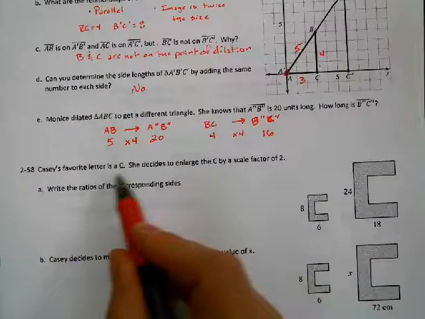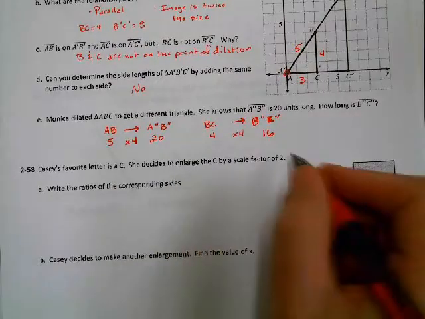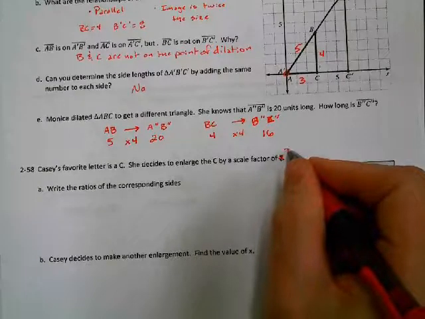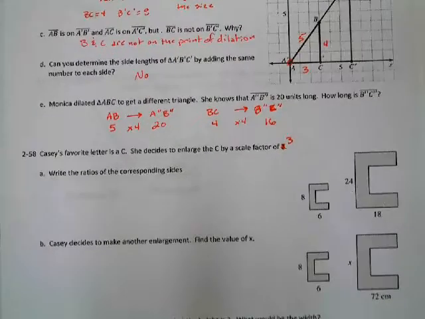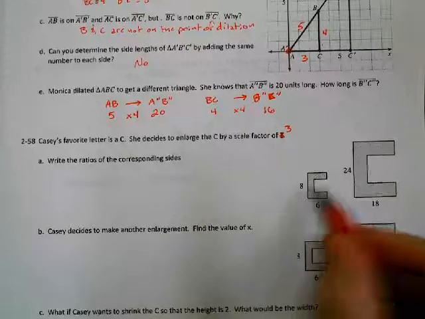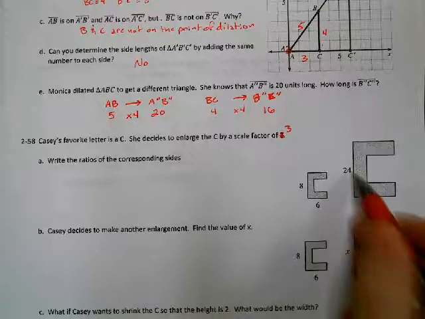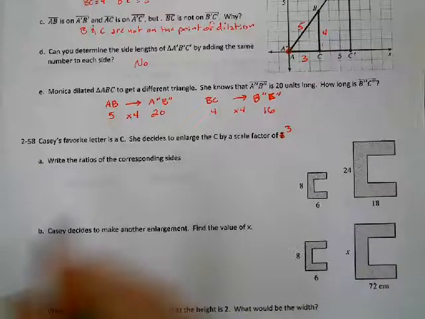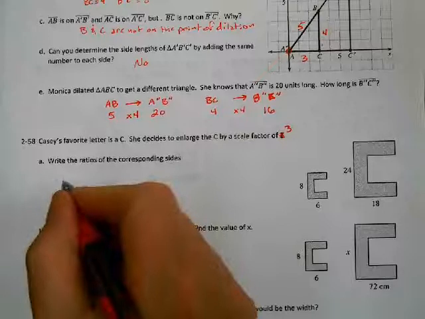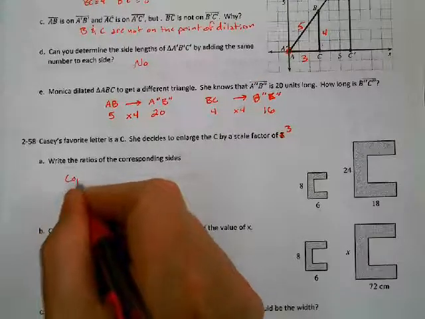All right. Casey's favorite letter is a C. Good for her. She decides to enlarge the C by a scale factor of 3. Write the ratios, so ratios means fractions, of the corresponding sides. So the biggest corresponds to the biggest. So 8 is bigger than 6, so it should correspond to 24 because 24 is bigger than 18. So the ratios, the fractions, when we do a ratio, we're always going to put the copy over the original.